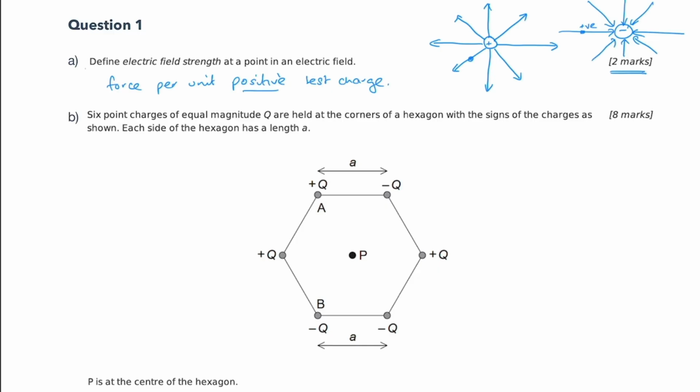If we're looking at a uniform field, let's look at one here, and we have positive plates up here and negative plates down here. Our electric field would be uniform, with edge effects, of course. And the direction the electric field would take would be the direction that a positive test charge would take at any one point. So it's from positive to negative. So that's why it's important to get those 2 marks. We have to write the force per unit positive test charge.